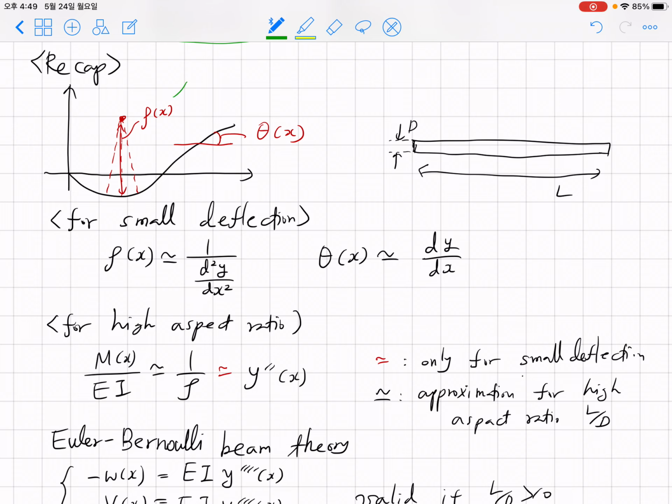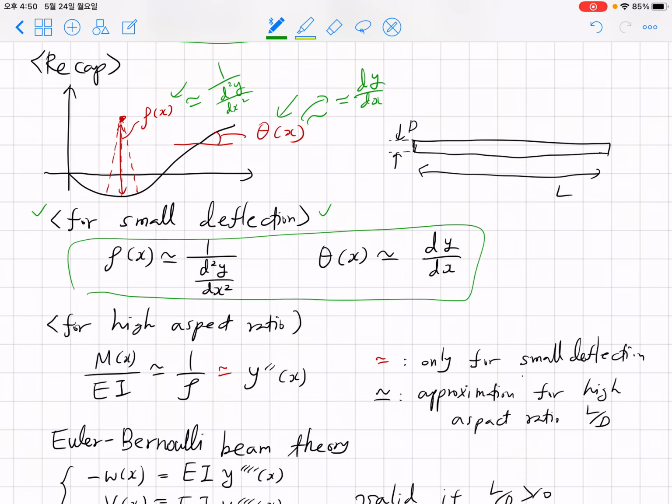So we defined the radius of curvature, and we defined the angle theta, and this indicates dy/dx, and this indicates 1 over d squared y/dx squared. For small deflection, these assumptions are true, and in ME231 we'll only consider small and linear deflection. We're not going to consider large deflection. For large deflection, you should take the advanced mechanics course in graduate school.